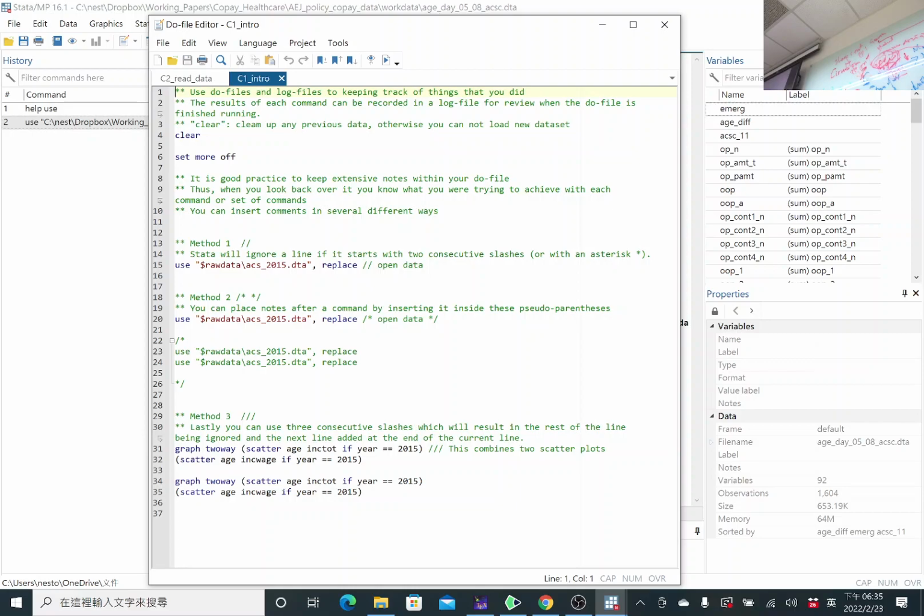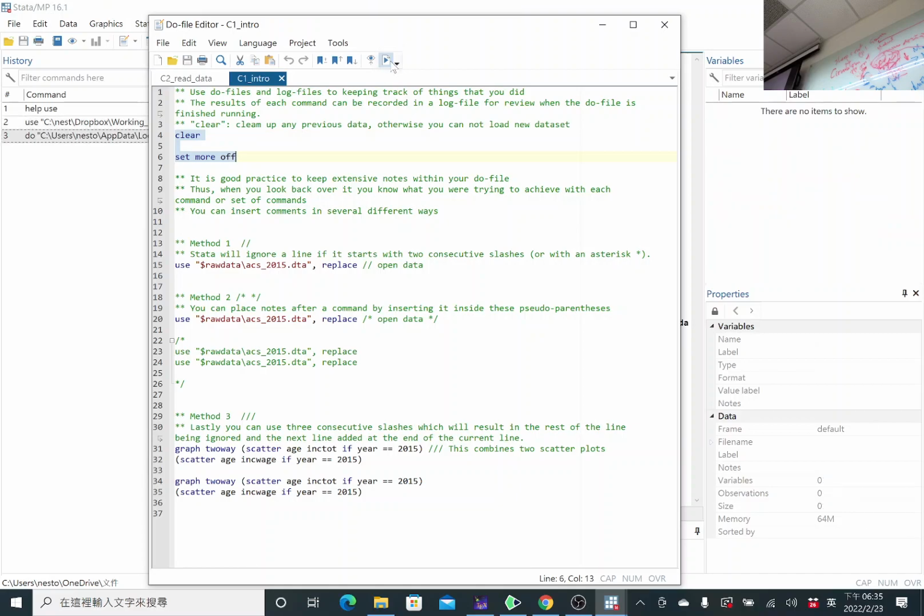For example, you type the do file like this. And if you want to implement a command, you can just highlight it and click here. It will run. Basically, this is execute selection. So you can select the command lines you want to run and press here, and it runs.